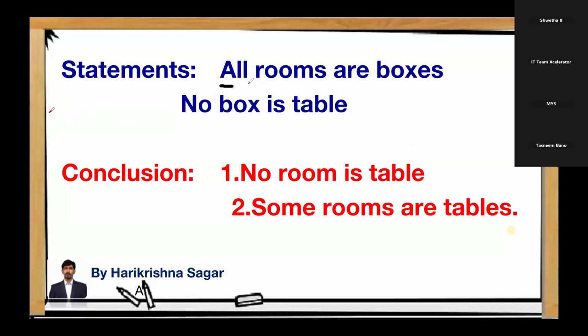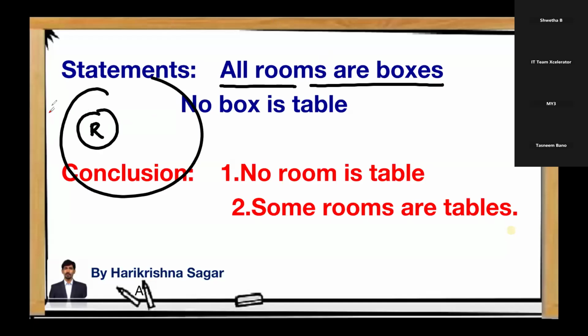So let's draw the diagram. All rooms are boxes. Okay, let's take these are the rooms. So all rooms are boxes. Let me draw like this. All the rooms are boxes. No box is a table. What is the meaning of no box is a table? No box is a table means box and table should not overlap. So those two are disjoint sets. So I'm drawing the diagram in this way.